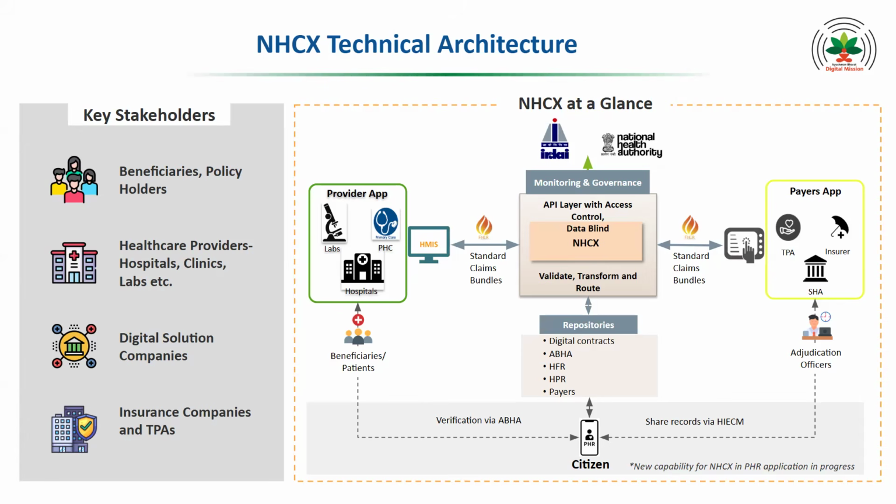By enabling this functionality in the PHR app, we will use ABHA as a single identifier, and we will be able to track the status of claims. We will be able to search our policies. We will be able to see at what stage the claim is pending right now.